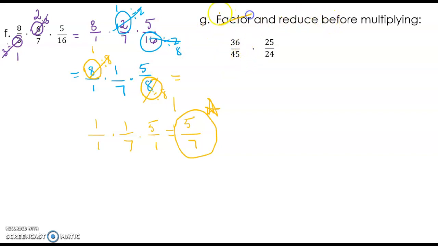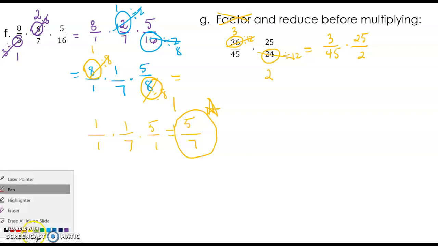So we're not going to factor because that's one of my least favorite things to do. I am going to reduce. So 24 and 36, I know that 12 goes into both of those. So if I divide this by 12, I get 3, and if I divide this by 12, I get 2. So let me rewrite that and see if there's anything else I can do to reduce before multiplying.